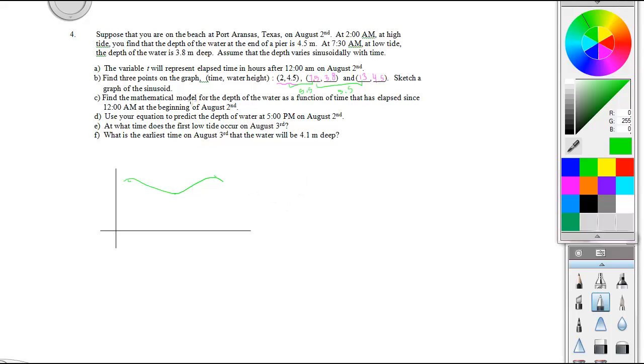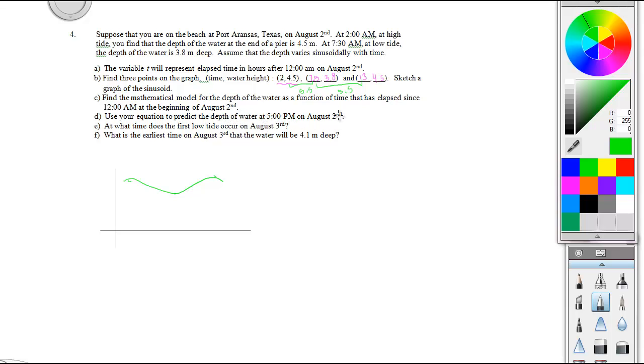And then be careful with these questions. Some of them are a little tricky. This one, find the mathematical model for the depth of the water since August 2nd. That's writing the equation. Use the equation to predict the water at 5 p.m.